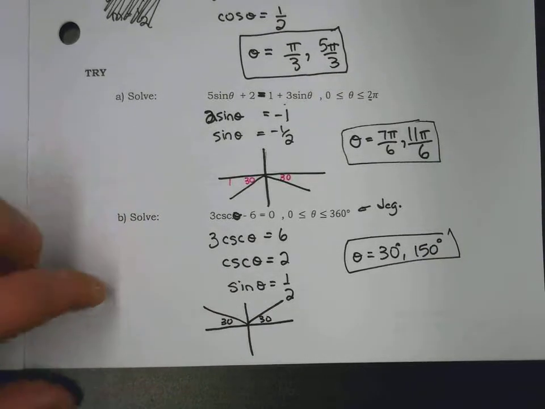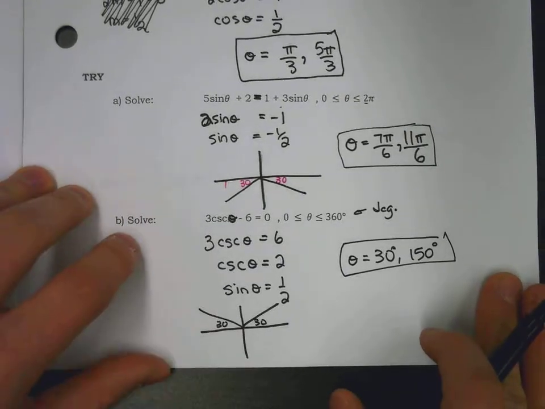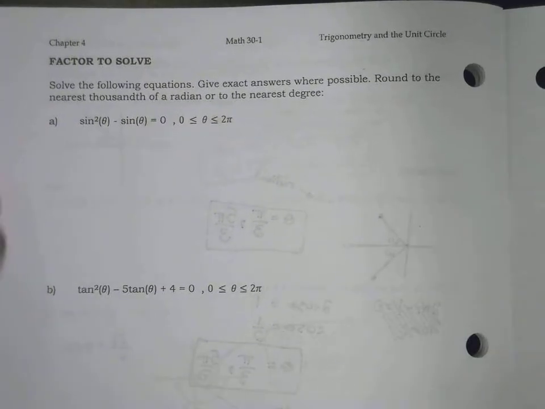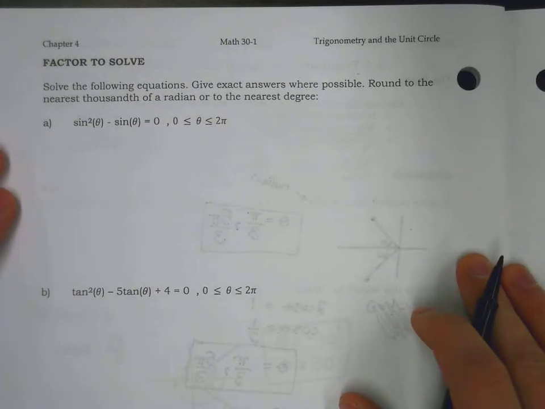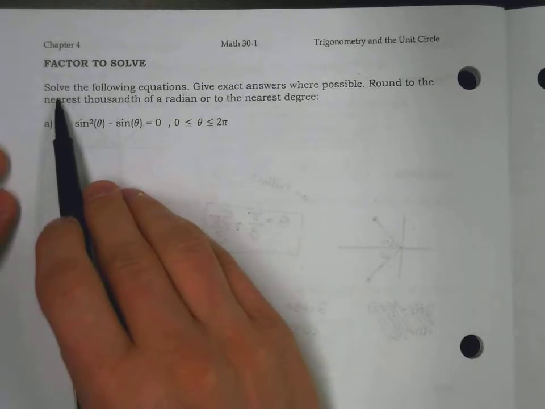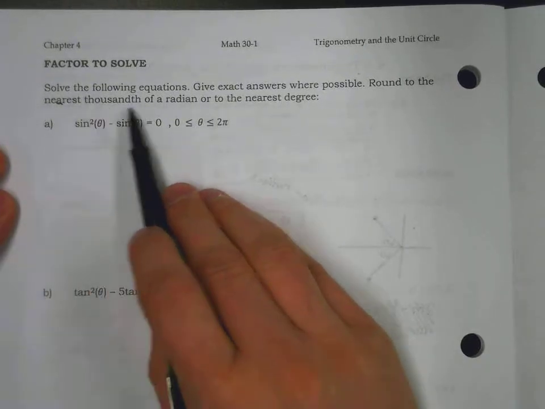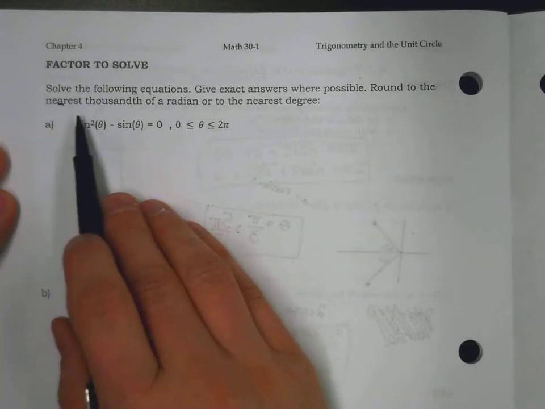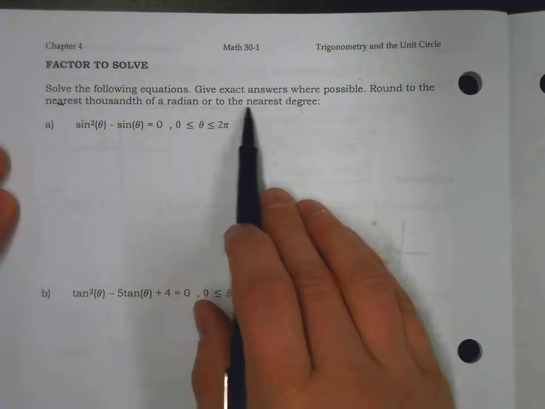A bit of comfort as we transition into some more complicated examples. So sometimes there is some factoring included. And there is more than one way to factor. So in the next steps, we're going to solve the following equations, give exact answers where possible, and round to the nearest thousandth of a radian or to the nearest degree.